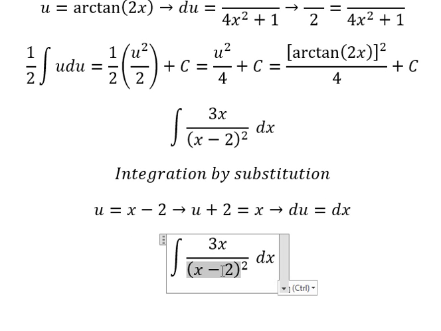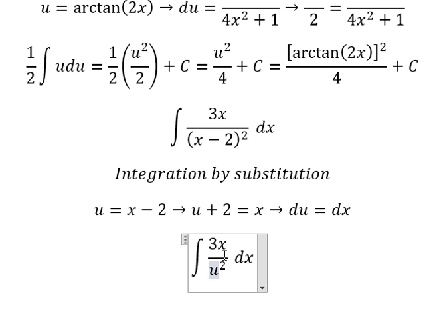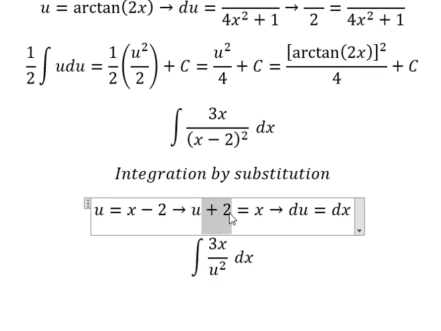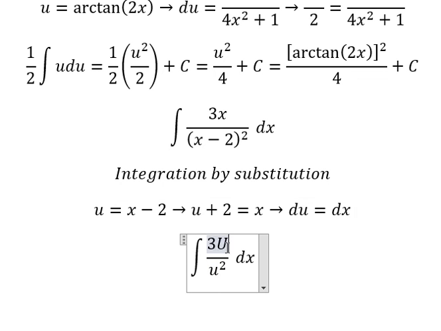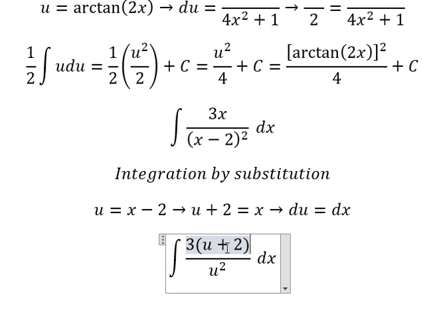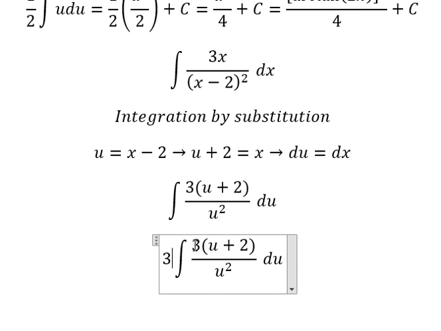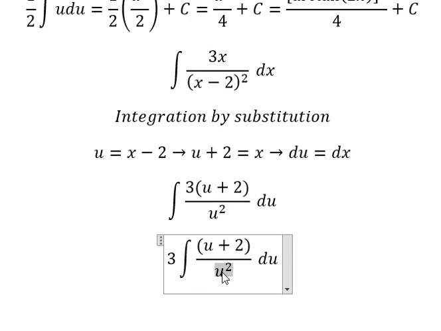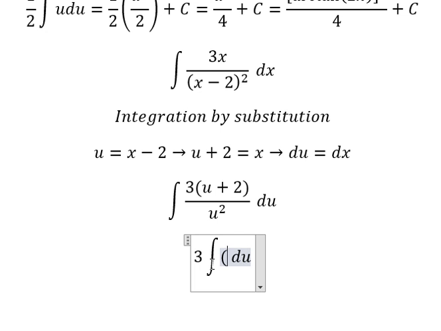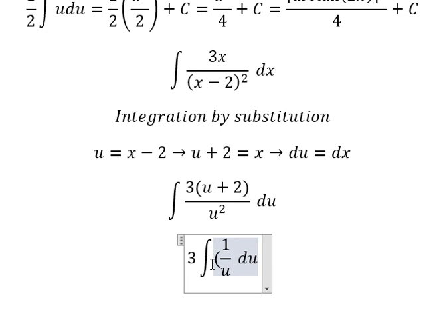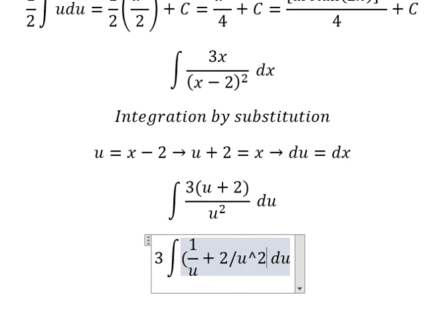This one we change by u. S we change by this one. The s we change by the u. So we put number 3 going here. So this one divided by this one, number 2 divided by this one. So we have 1 over u plus 2 over u squared.